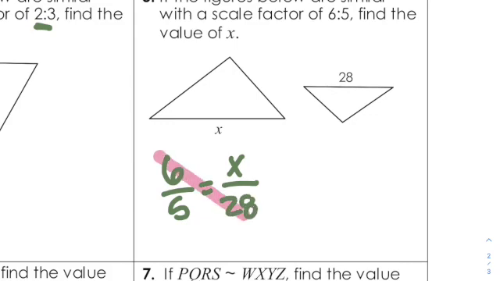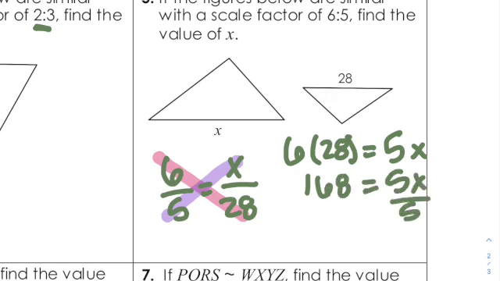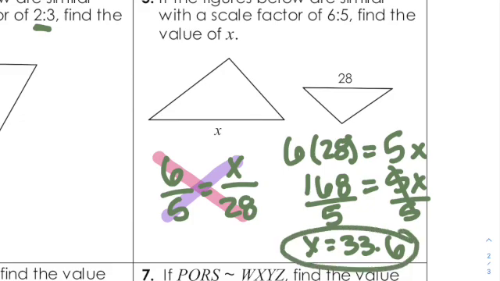So then we'll do 6 times 28, in parentheses, equals 5 times x, so 5x. I just went ahead and simplified that. 6 times 28 is 168, equals 5x. Then we divide both sides by 5, and x equals 33.6, because 168 divided by 5 is 33.6. So that's why we got that one.